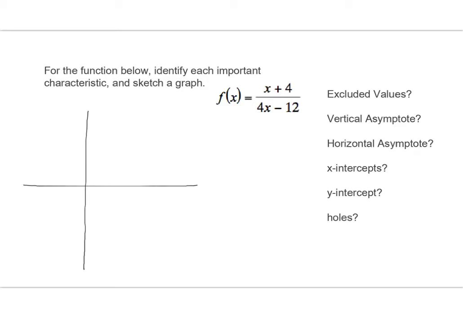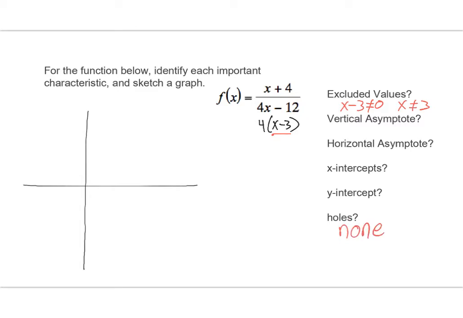Same thing, we're going to start by factoring. Top's already set up for us. The bottom, I can take a 4 out and get us x minus 3. So not a heck of a lot to factor or cancel here. The excluded value is going to be x minus 3 cannot be 0, therefore x cannot be 3. There's nothing to cancel out, so there will be no holes.